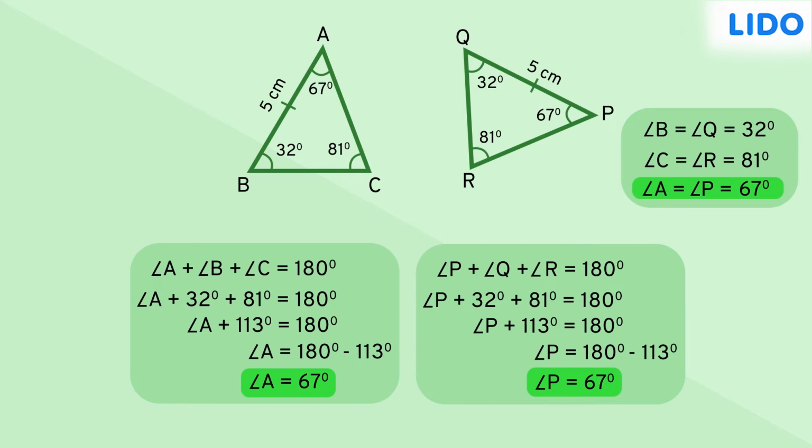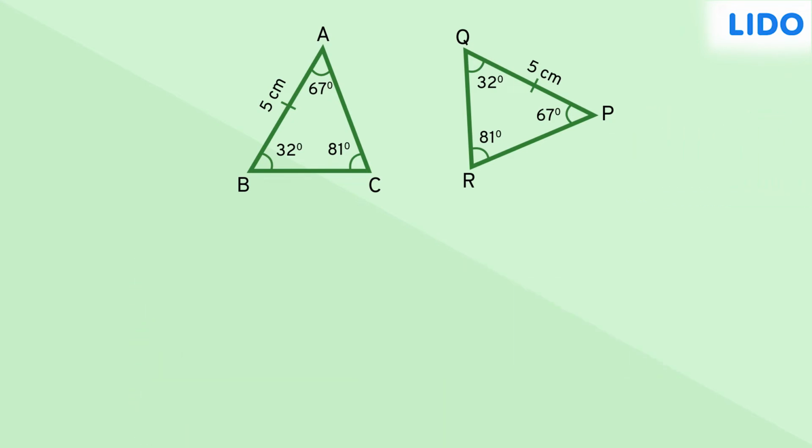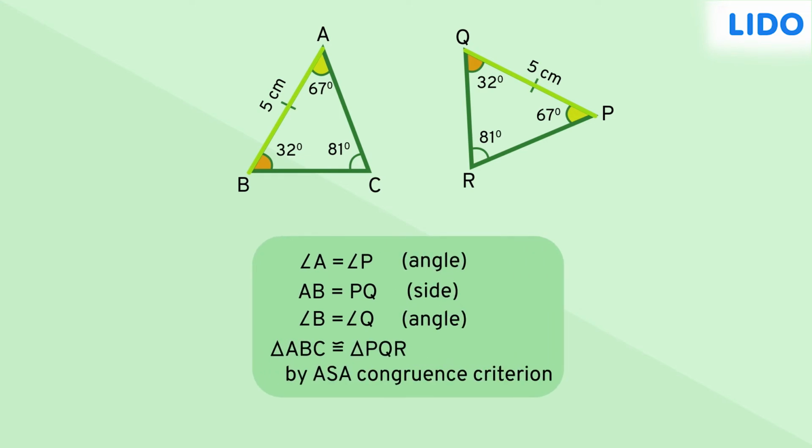Let's look at the 2 triangles again. We have angle A equals angle P, AB equals PQ, and angle B equals angle Q. And hence, we can say that the 2 triangles are congruent by the ASA Congruence Criterion.